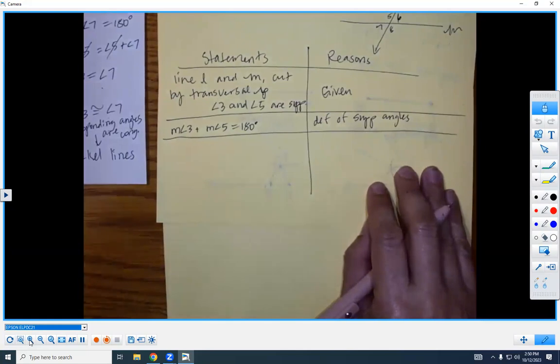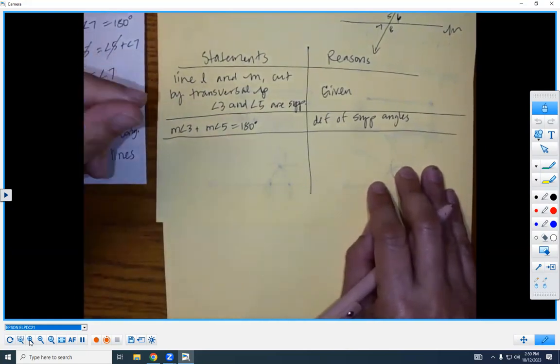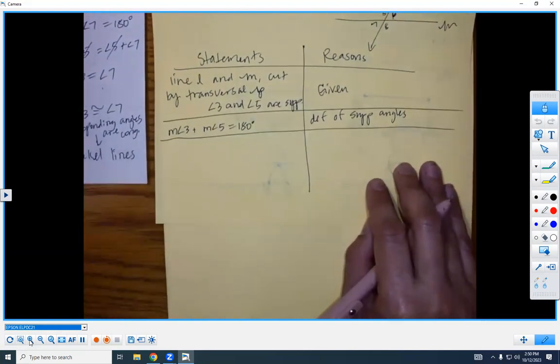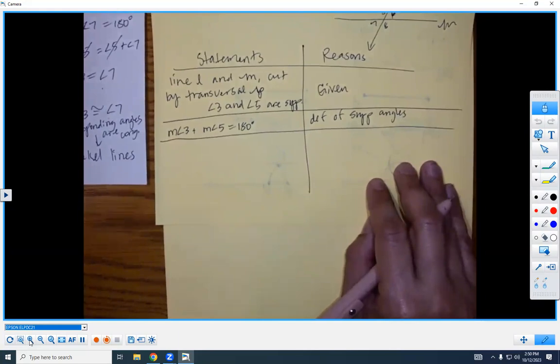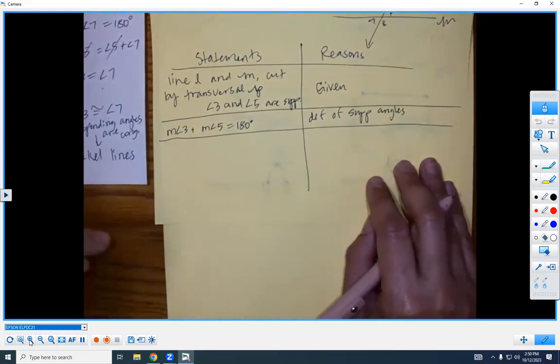How do you know if it's definition or if it's CPCTC? With CPCTC, you have to show triangles are congruent first before you can use that. So if above it we said triangles are congruent, that's probably when you're going to use CPCTC.